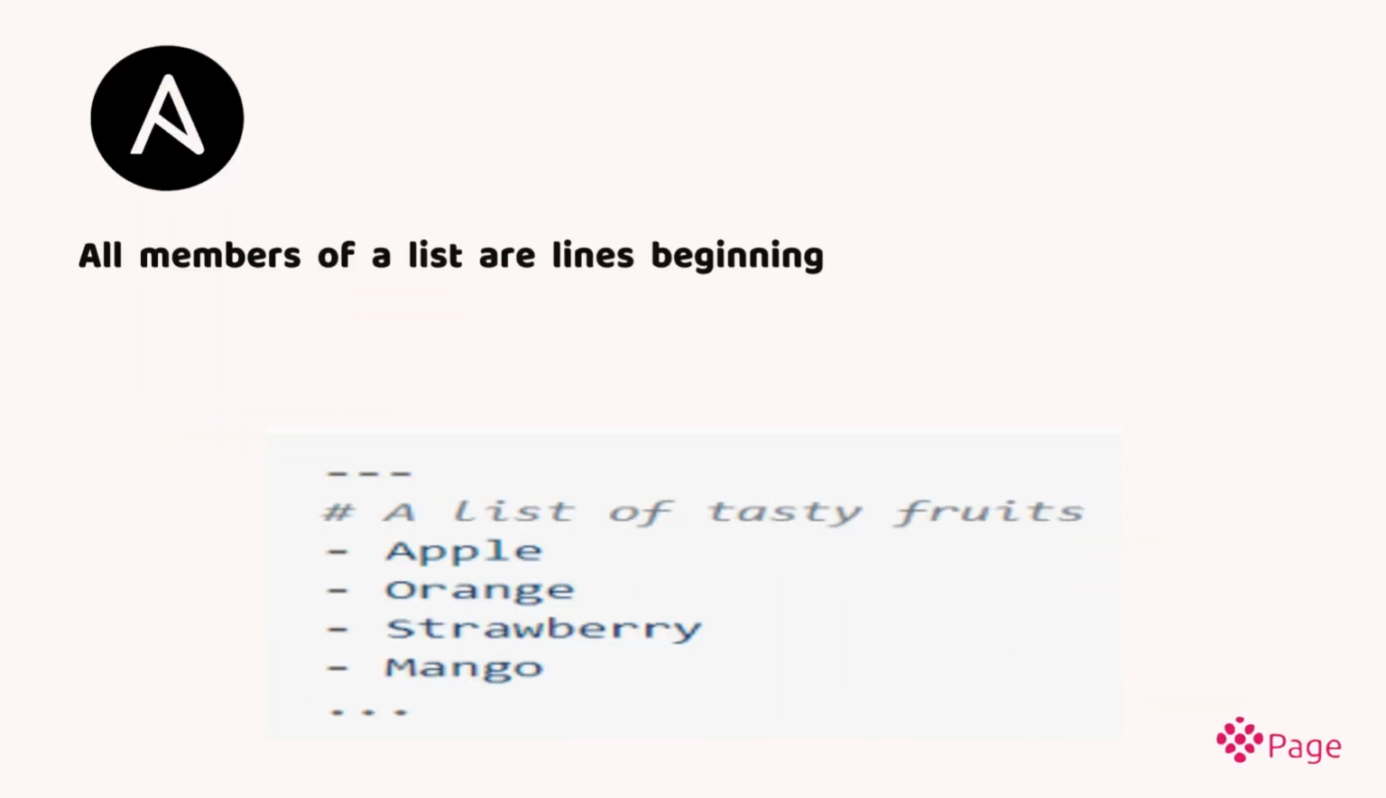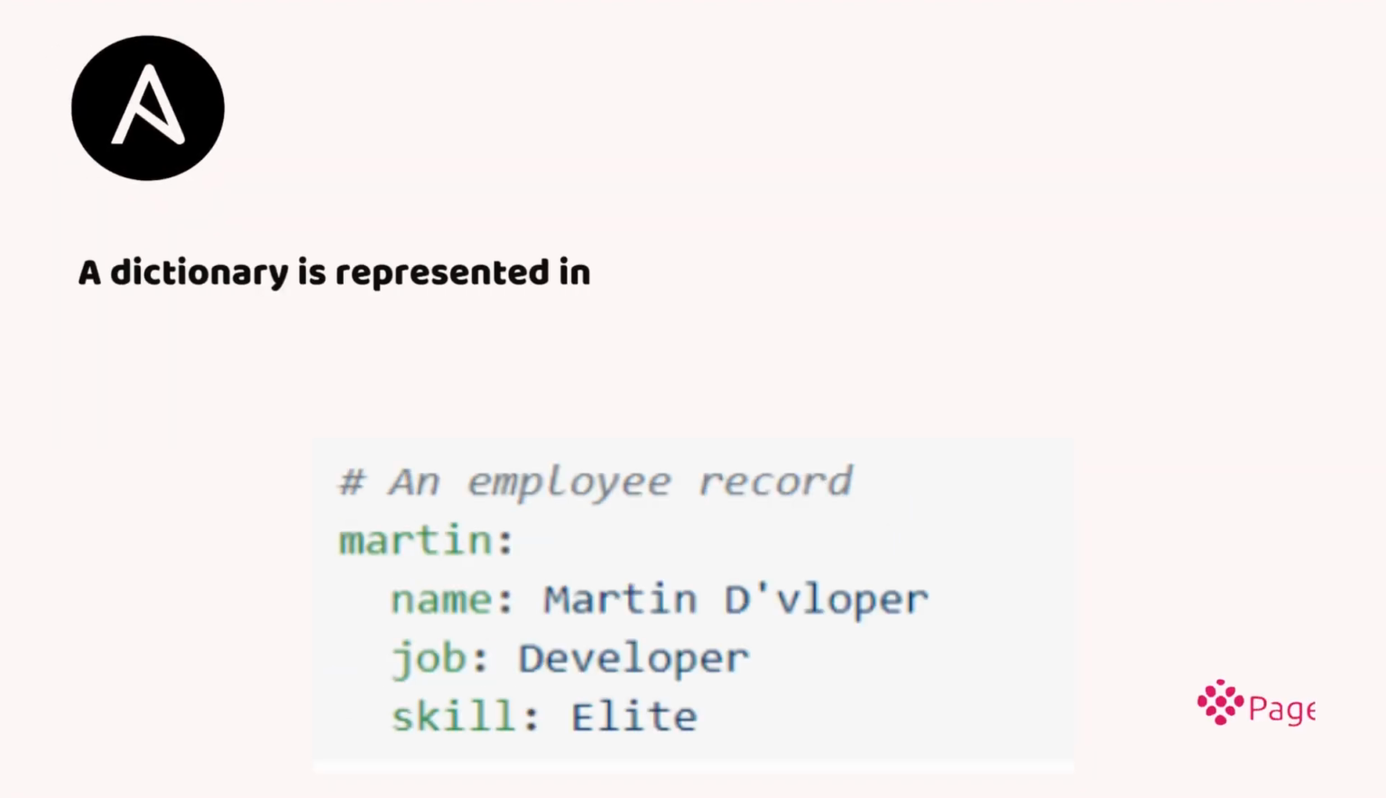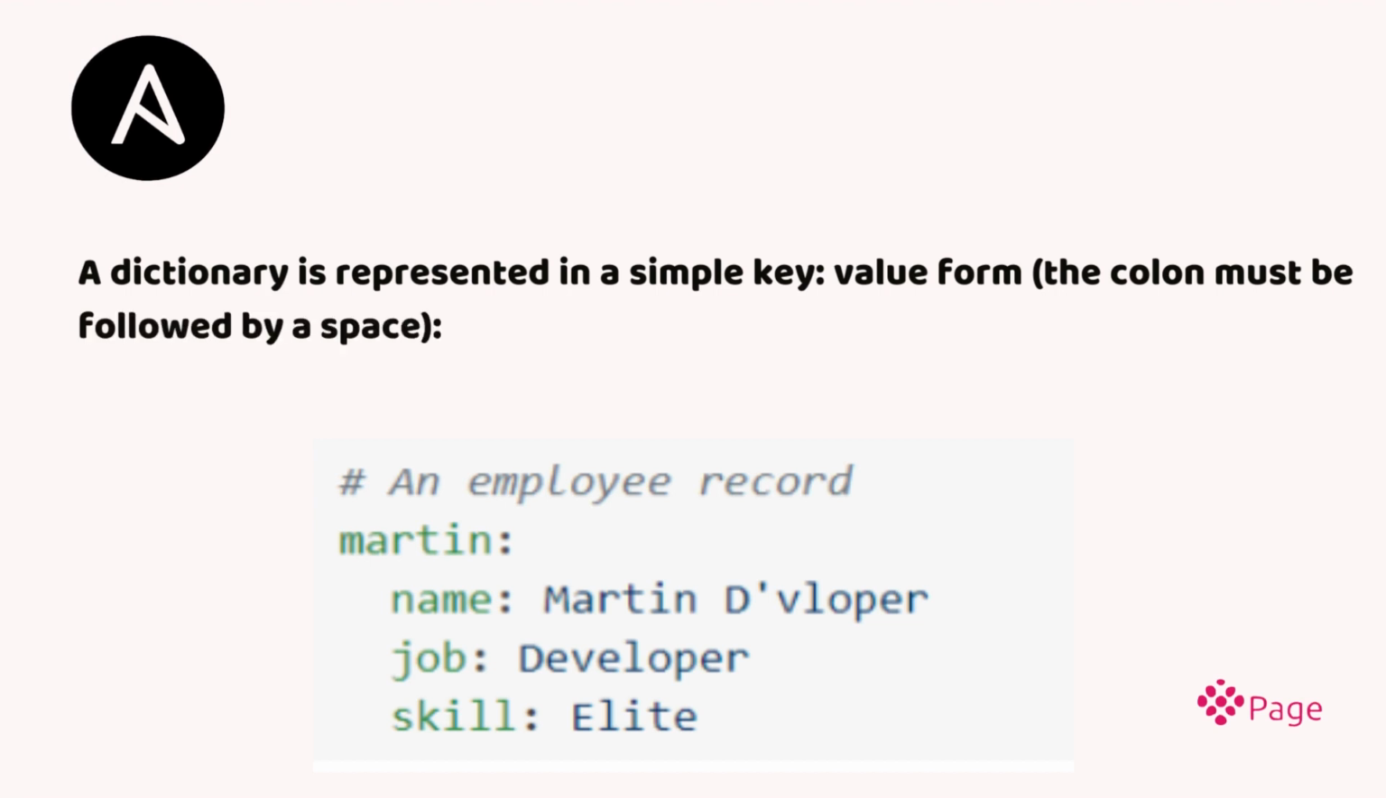All members of a list are lines beginning at the same indentation level, starting with a dash and a space. A dictionary is represented in a simple key-value form. The colon must be followed by a space.